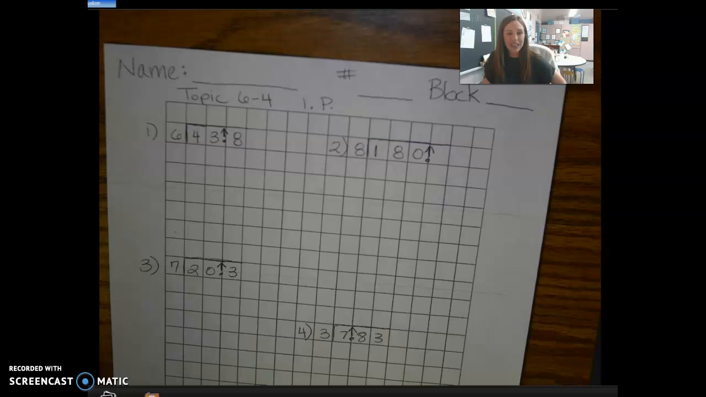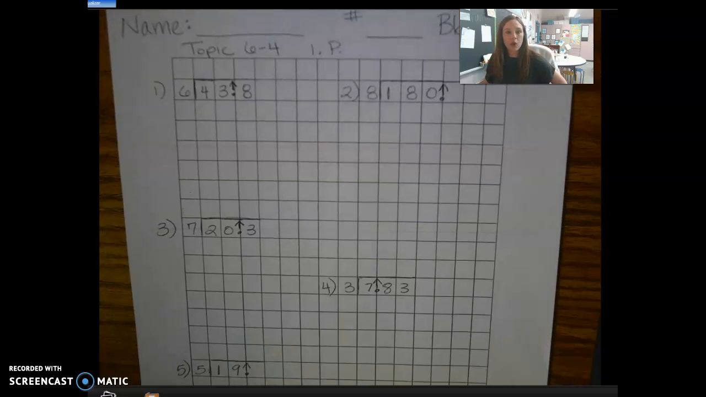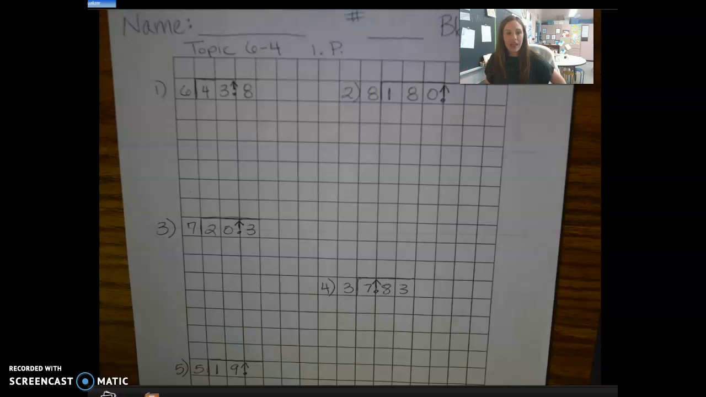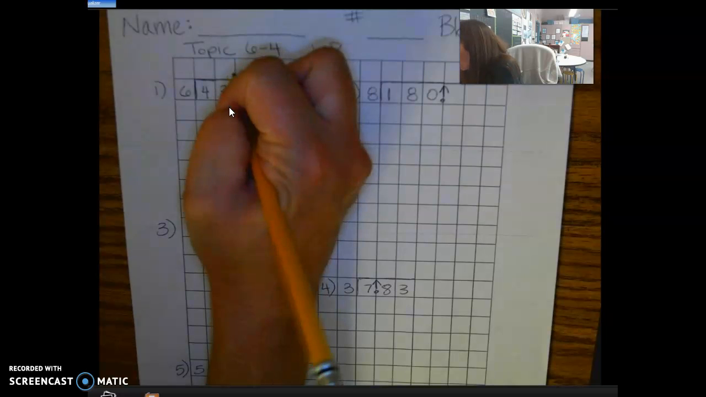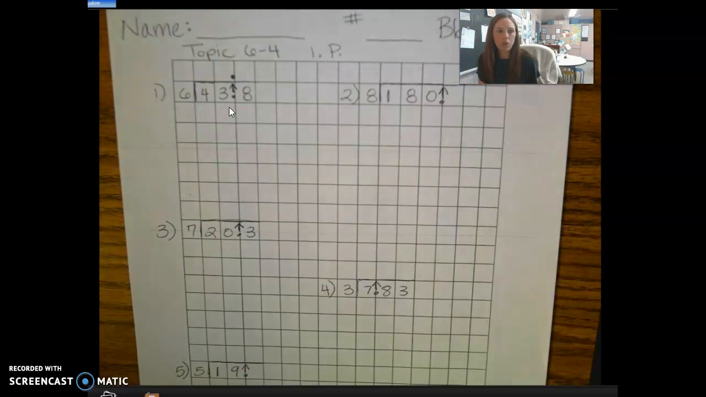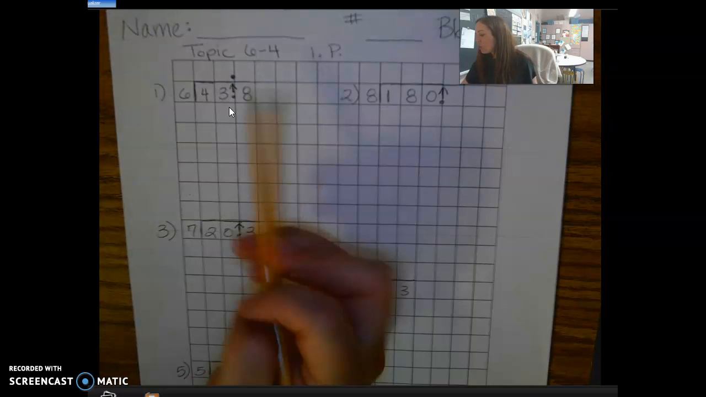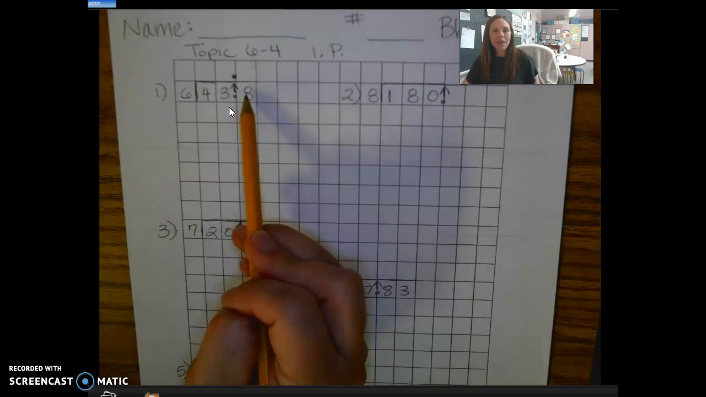Okay, let's take a look at our first problem. This is your practice, and if you follow along with me, then you will get answers to your problems. The first one we're going to do is 43 and 8/10 divided by 6. If you notice, I have a little arrow above my decimal. That is to remind you that your decimal needs to go in the exact same place in your quotient. It's really important that it's in the same place value.